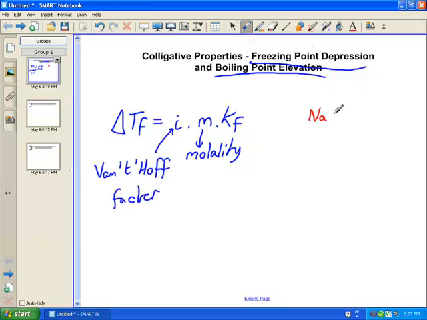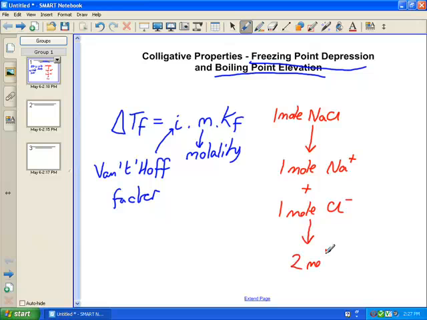NaCl, for example. If you have 1 mole of NaCl and you dissolve that in water, you don't have 1 mole of NaCl particles floating around, because NaCl is ionic, so what you get is 1 mole of sodium ions and 1 mole of chloride ions. So in effect that means 2 moles of particles. The reason this is important is because this 2 is what goes here. So if your compound is ionic, this i is going to be something bigger than 1.